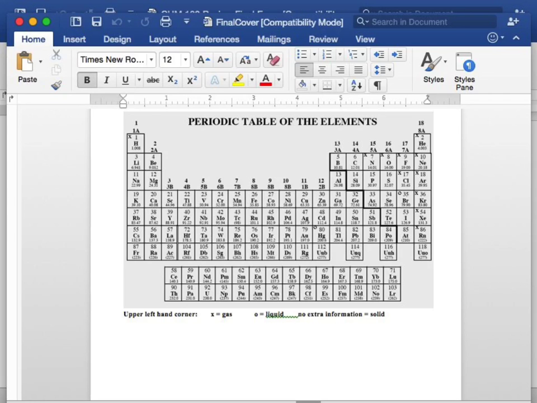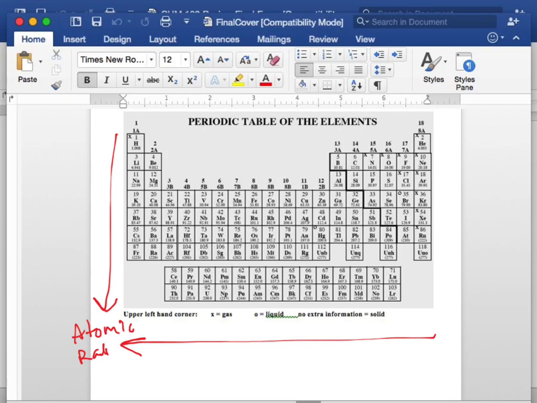So when we're looking at atomic radius, how you decide to draw your arrows is up to you. I would probably draw them like this, and I would write atomic radius, and I might also add big. Because as I go to the left, that is left, right? Yes. Left, correct. And down, it gets bigger.